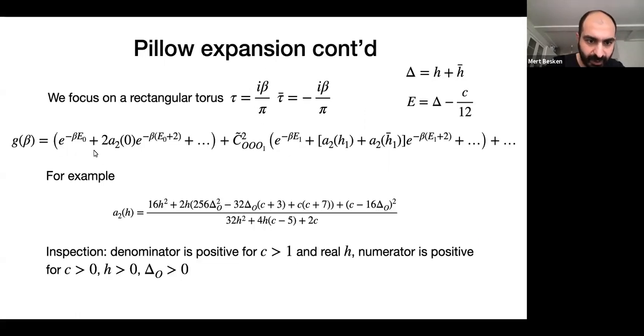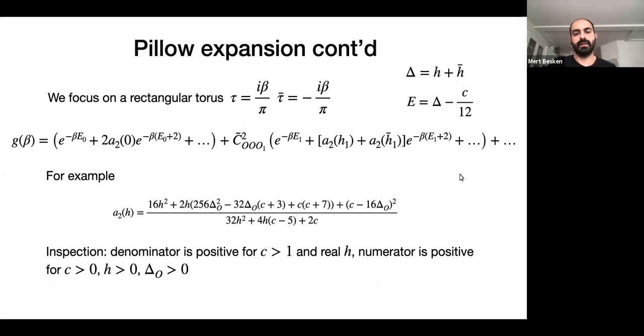This is the identity block. E sub zero stands for the identity energy, or this guy here, minus c over 12. And this is the first excited state. And we have this A2s appearing here. Only even coefficients appear, as I said. And there are an infinite number more primaries.